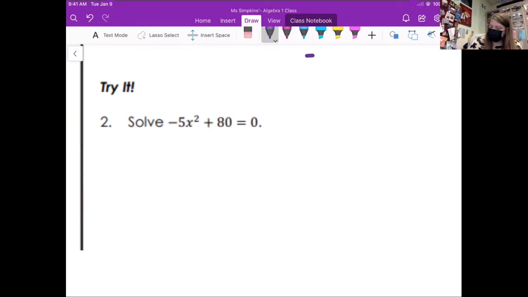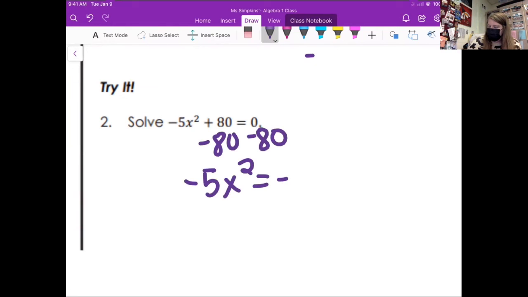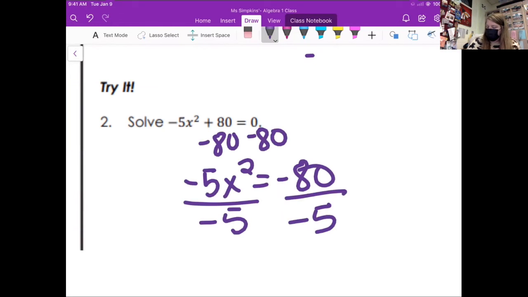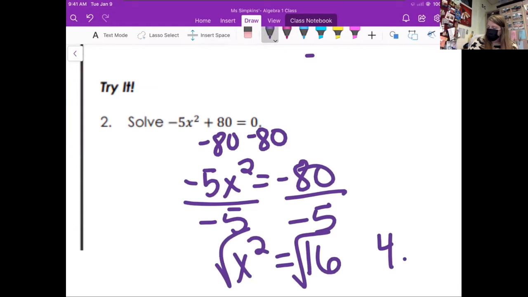All right, so for the try it, you should have subtracted 80 to get negative 5x squared equals negative 80, and then divided both sides by negative 5 to get x squared equals positive 16. And then when you took the square root, the answers were 4 and negative 4. Yeah, that's right. Good.